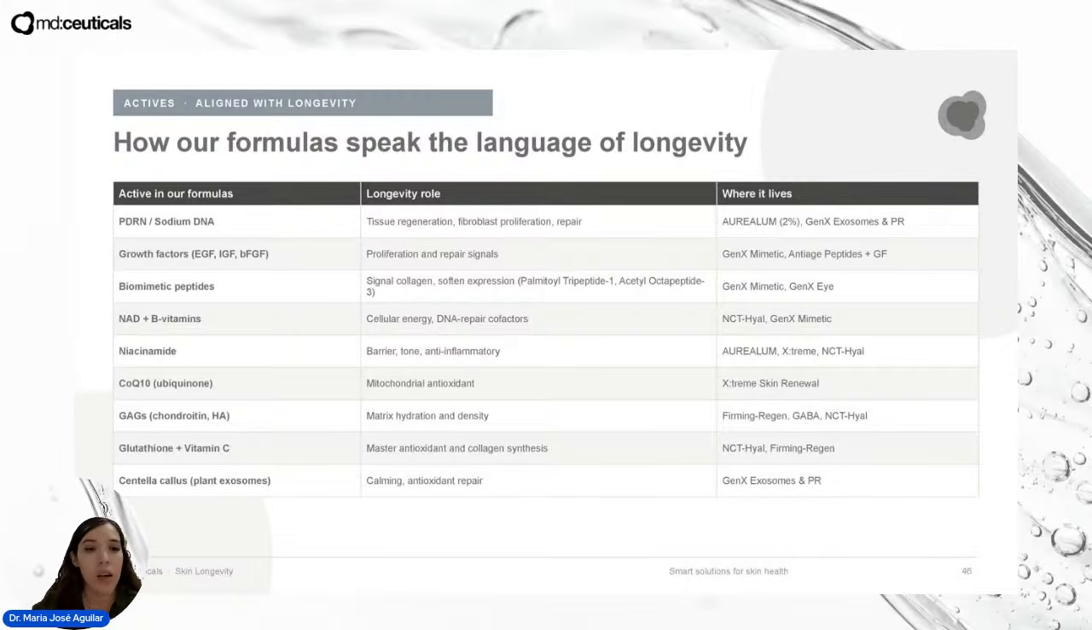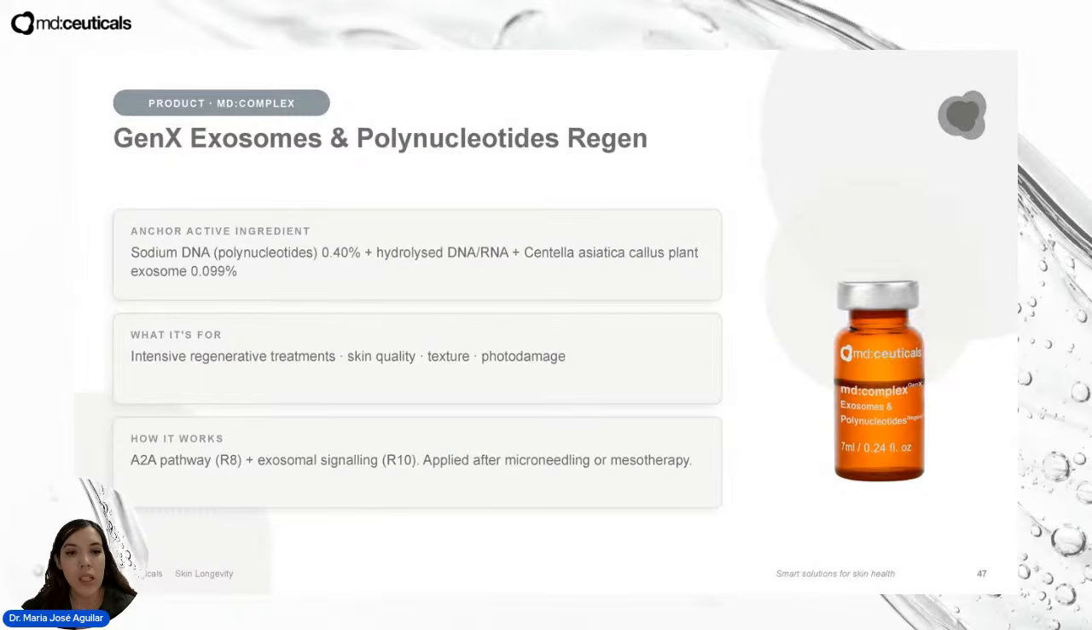And well, so we have the growth factors, proliferation and repair signals, the biomimetic peptides that are going to help us in a specific path of signals in the cells, NAD for the energy, niacinamide for the barrier, the coenzyme that we have in the extreme is also a regenerative and longevity treatment, and try to work with this, which can help us to make an improvement. And well, this is just so you can know, for the people that don't know about the brand, this is just a short briefing of what you can find in the brand.